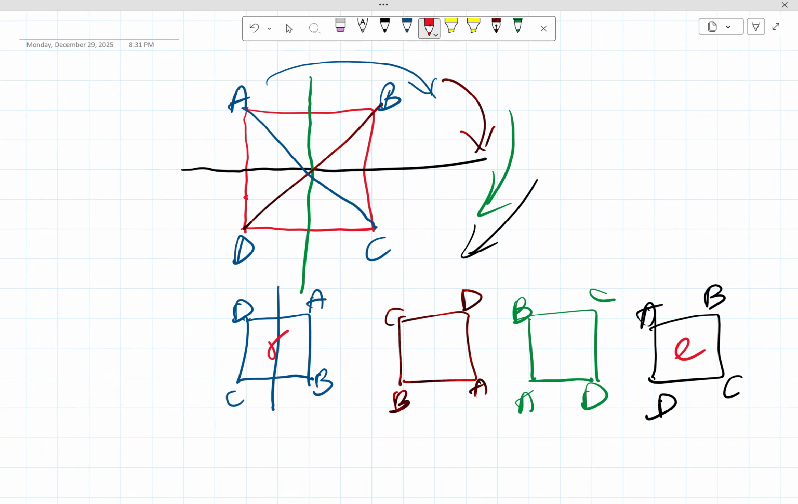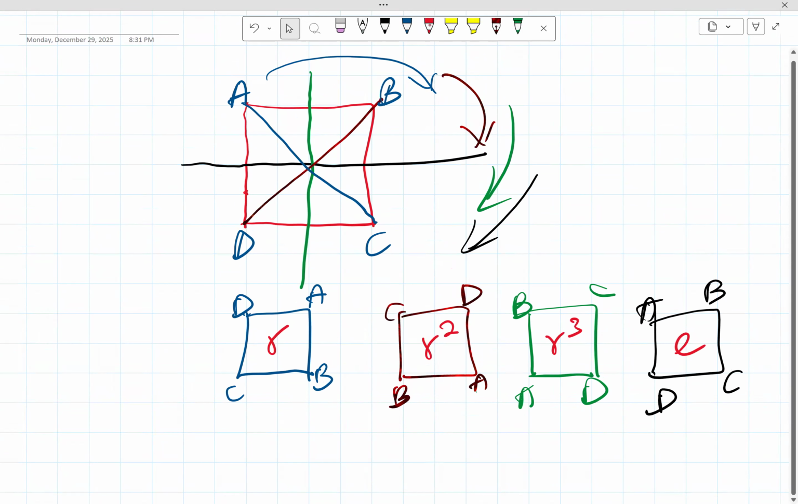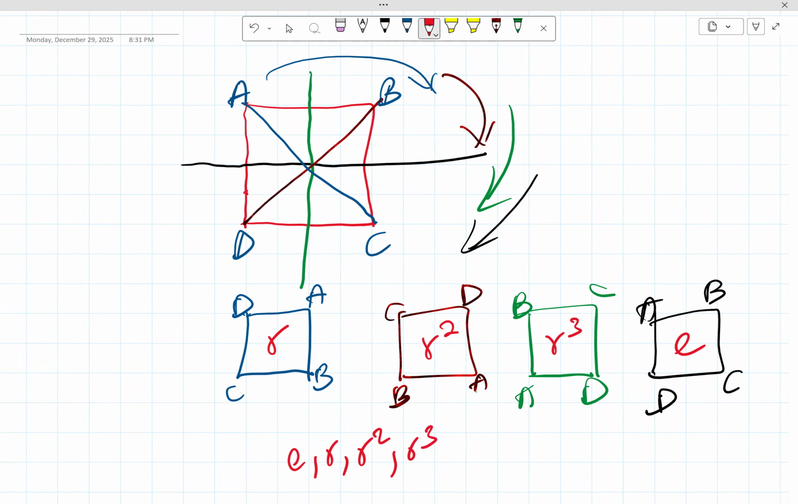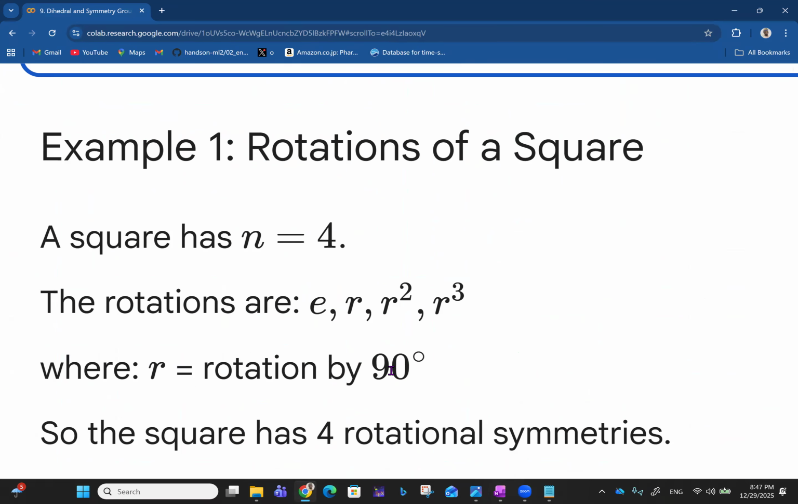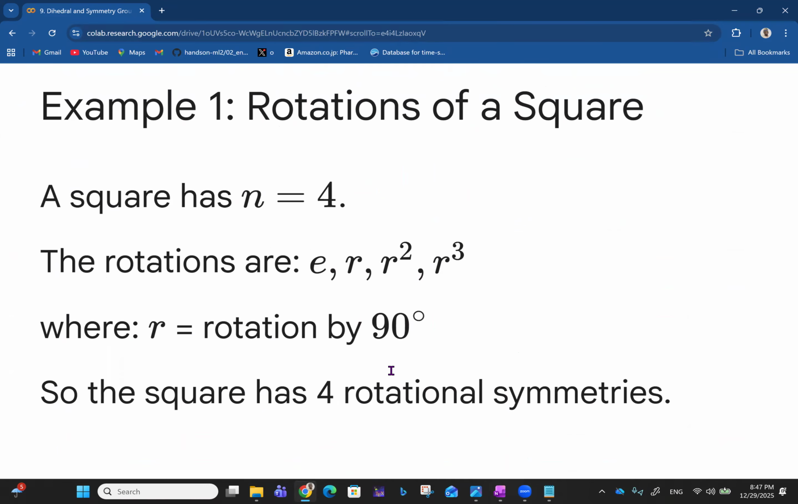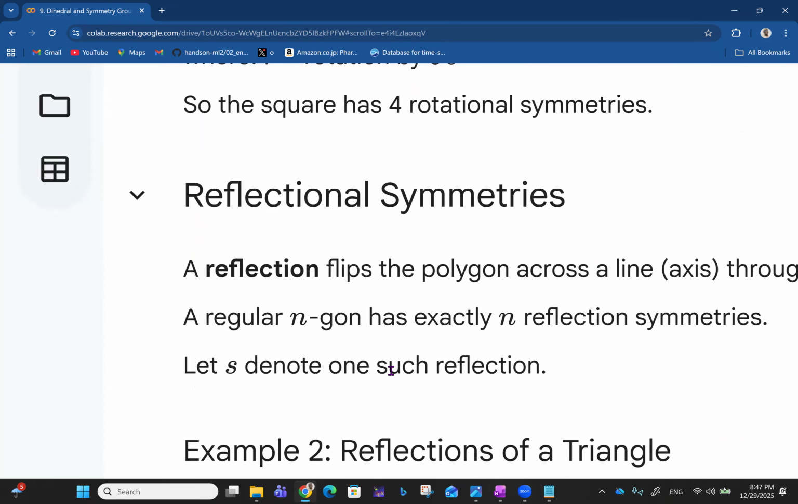This is R when you rotate the first time. This is R, this is R raised to power 2, and this is R raised to power 3. And that is why the possible rotational symmetries are E, R, R raised to power 2, and R raised to power 3. These are the possible rotational symmetries for a square. All right, so that's how that works. Because each rotation is 90 degrees, we have four rotational symmetries like we saw there.